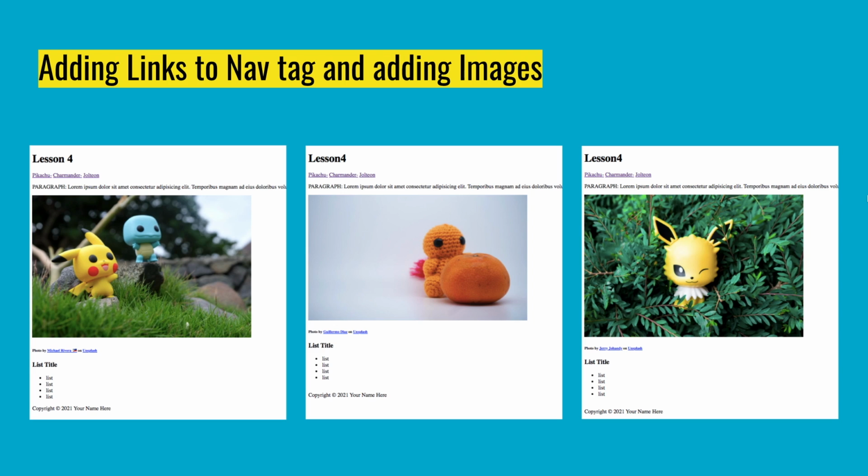So this is lesson 4, and my very first page is going to be a Pikachu page. The second one's going to be a Charmander, and my last one's going to be Jolteon. You can still have the home page, page 2, page 3. You should have already had some images in your folder, so we're going to place those in the tag and then credit the photographer at the end. All right, so let's get started.